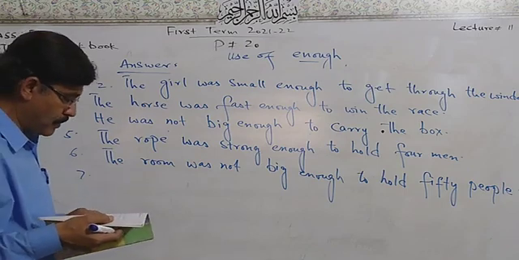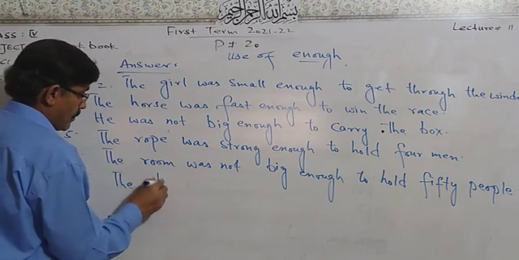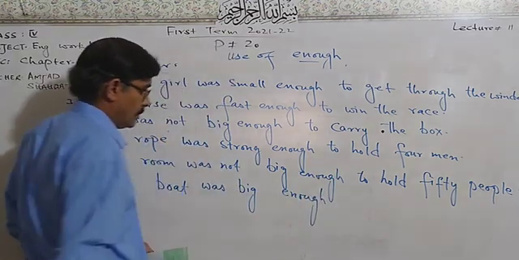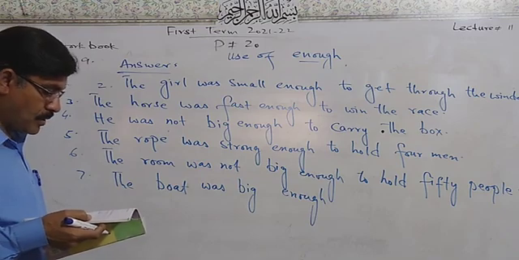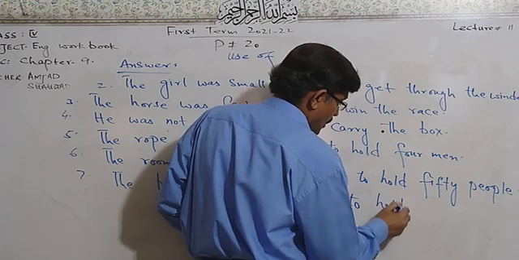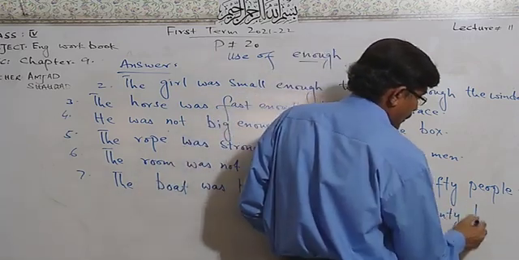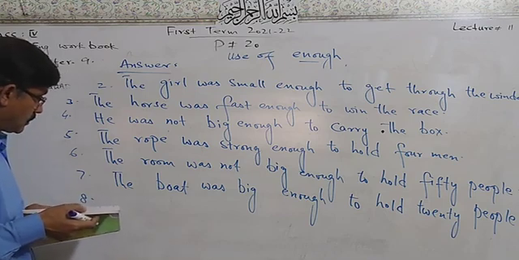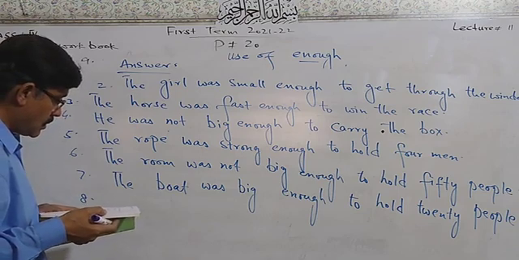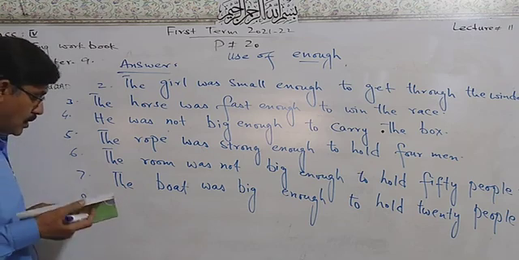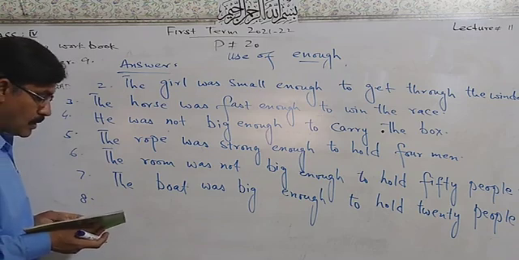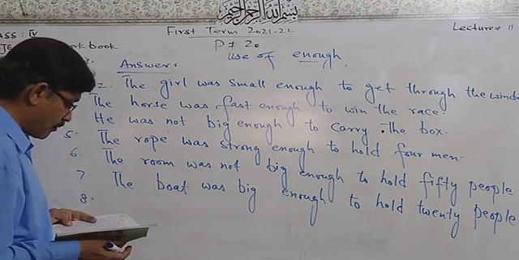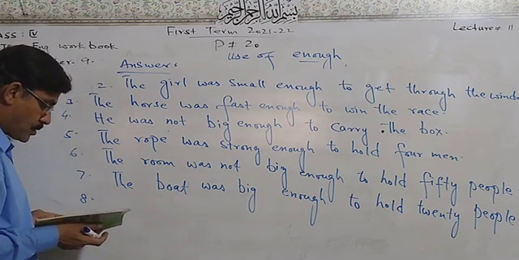Number seven. The boat was big, it could hold 20 people. The boat was big enough. Number eight, the boat was not big enough to go far out to sea.